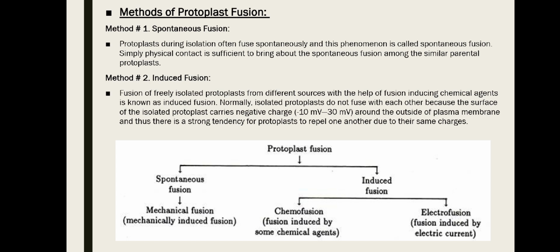Method number 2: induced fusion. Fusion of freely isolated protoplasts from different sources with the help of fusion-inducing chemical agents is known as induced fusion. Normally, isolated protoplasts do not fuse with each other because the surface of the isolated protoplast carries a negative charge around the outside of the plasma membrane, and thus there is a strong tendency for protoplasts to repel one another due to their same charges. At that time, external induction needs to be done by using inducers such as chemicals, electrical shocks, etc.